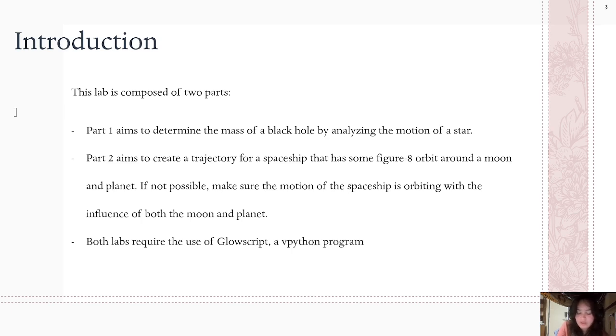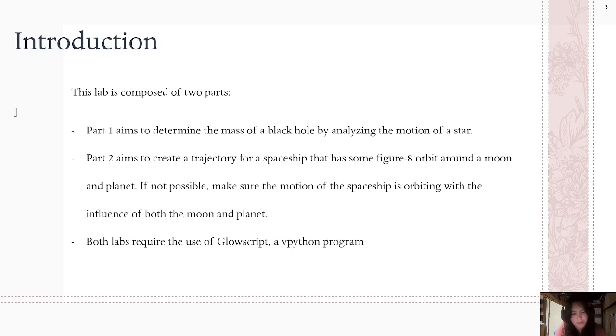While part 2 aims to find a trajectory for the spaceship that has some sort of figure-8 orbit around the moon and planet. While that may not be possible, the overall goal actually is to find a motion of the spaceship that will be influenced by both the planet and the moon. So you would need to find some sort of speed that has that influence while being able to orbit without crashing. Both labs require the use of GlowScript, a VPython program.